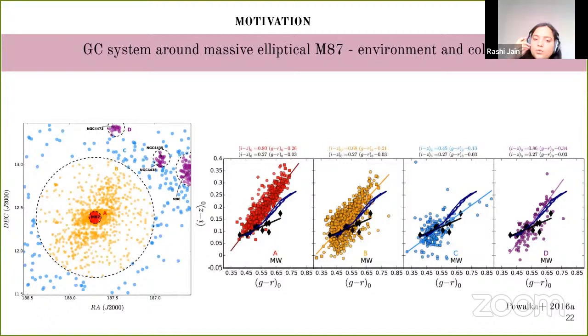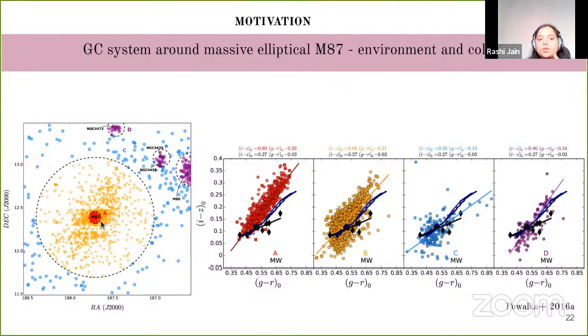I don't understand. Isotropic to the Milky Way globular cluster, do you mean? No, M87. Yes, this one. So the red ones are pretty close to M87. Yes. But the orange ones, do they belong to M87 or do they belong to the Virgo cluster?